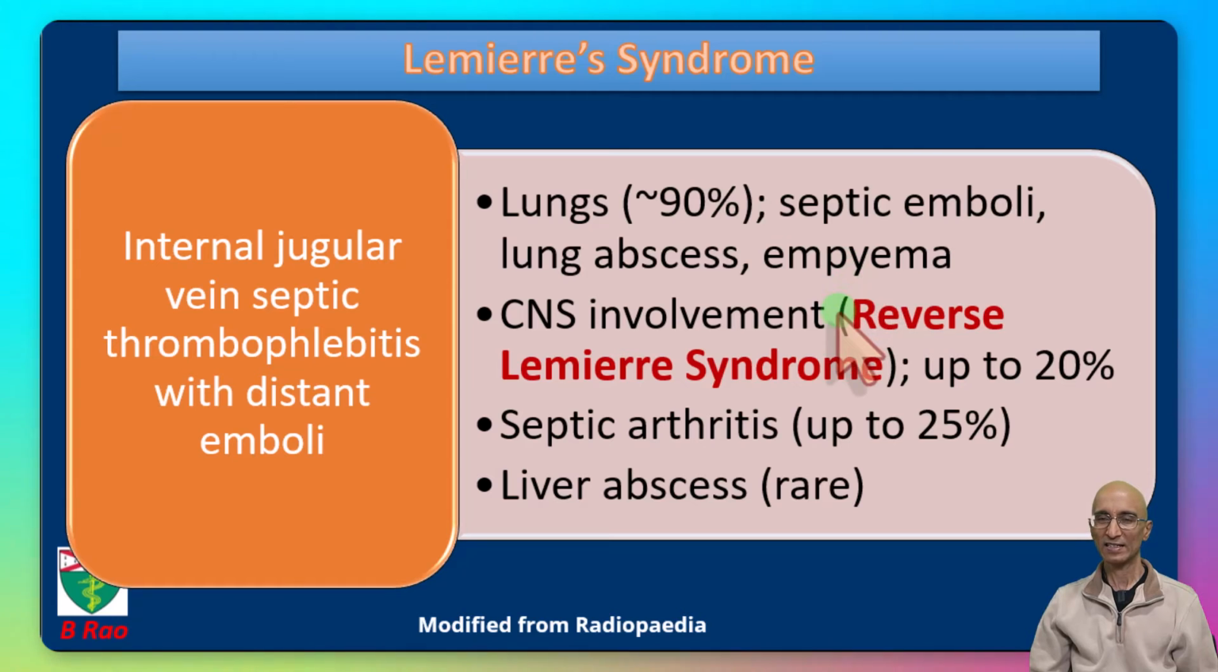Rarely, the septic thrombophlebitis of the internal jugular veins can extend cranially, where they can have septic thrombophlebitis of the cavernous sinuses and transverse sinuses. This is sometimes referred to as reverse Lemierre syndrome, and this can happen in up to 20% of the patients. In up to 25% of the patients, they can have septic arthritis. Rarely, they can also have liver abscesses.